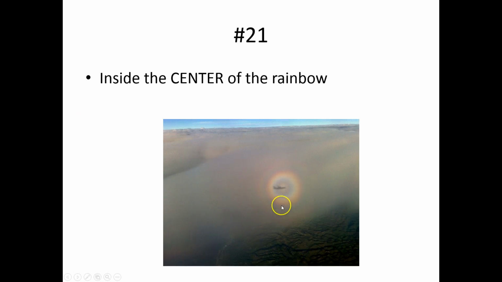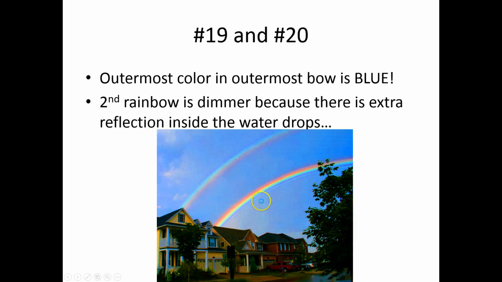For number 21, if you're flying in an airplane and the light is traveling around the airplane, you actually see the airplane inside of the rainbow if there's a rainbow formed. And it's because all rainbows are actually circular, but the Earth gets in the way, and so we only see the rainbow that you see here.